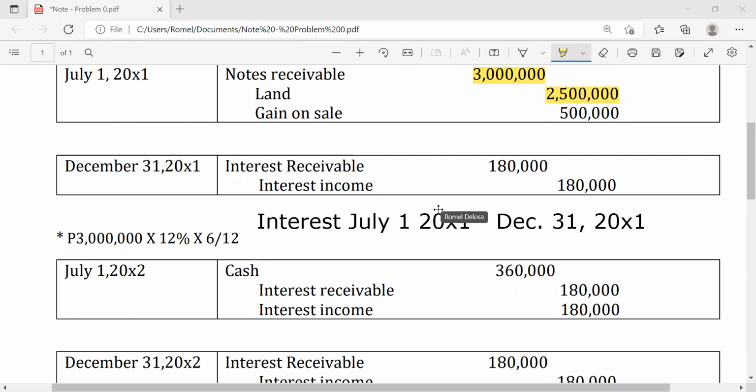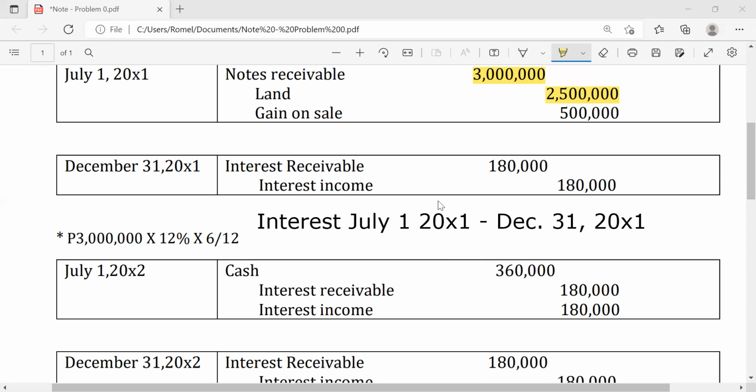Therefore, our adjusting entry here is debit interest receivable 180,000, credit interest income 180,000 pesos. So the question is, bakit magre-record tayo ng interest receivable? Kasi, kailan natin matatanggap ang interest? Or when is the first collection of interest? It will happen on July 1, 20x2. Therefore, as of December 31, meron tayong receivable worth 180,000 pesos.